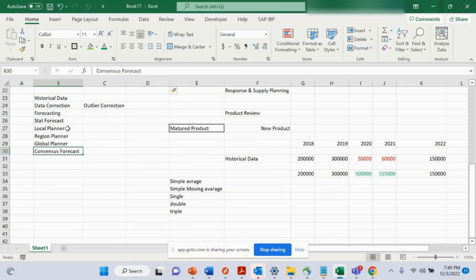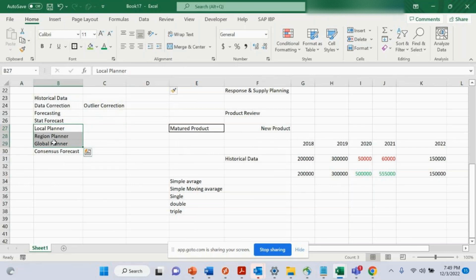Now, here comes another thing. When I was talking about how the local planner will enter, they need to have some target, like they need to think about what their warehouse is doing, how they will do the business. The region planner, how they do the business. Now this local, region, and global planner are all sales guys, that you need to understand.